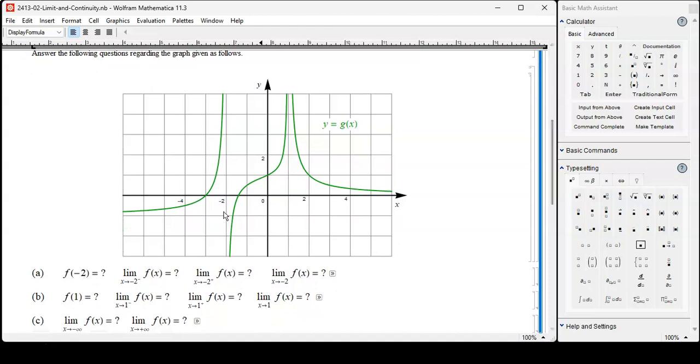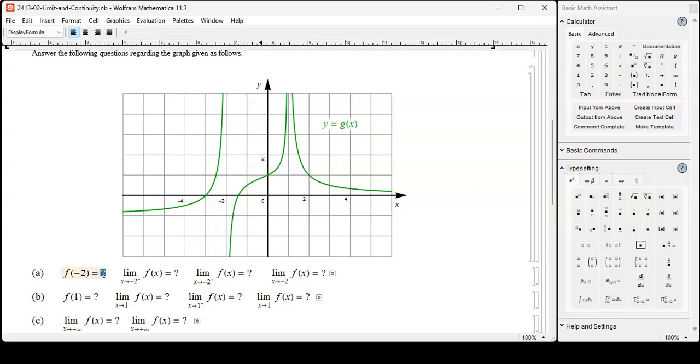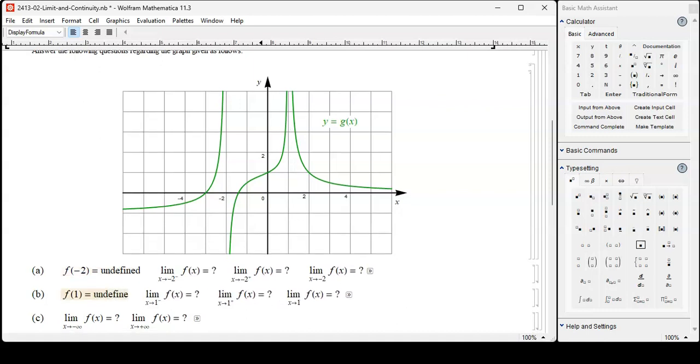F of -2, right here, function value. Well, I don't see anything here, so that's undefined. F of 1, again, nothing here, so that's undefined as well. If there were a dot here or something, or there, or whatever, then you can give that y-coordinate value, and that's your function value. There you go, but I don't see anything here, so both are undefined in this case.